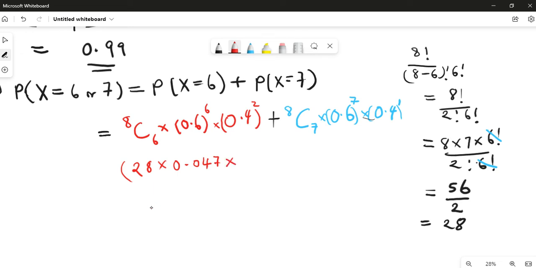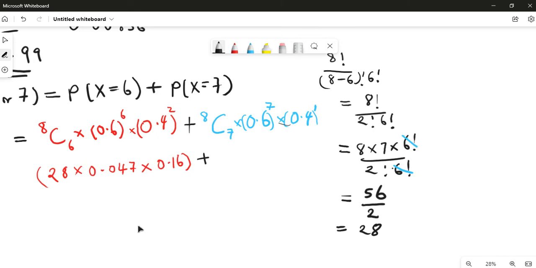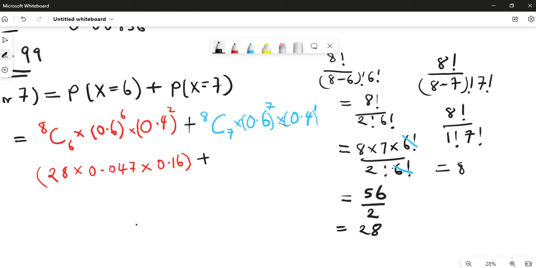4 7, make our number shorter, times 0.4 to the power 2, 0.16. Plus, all right, we'll solve our next combination here. So I'm going to have 8 factorial over 8 minus 7 factorial, and here we have 7 factorial. 8 minus 7 factorial, that is 1, so we have 1 factorial. 8 factorial over 1 factorial, 7 factorial. So 8 factorial, we'll get rid of the 7 factorial. So 8 times 7 factorial over 7 factorial, 1 factorial.